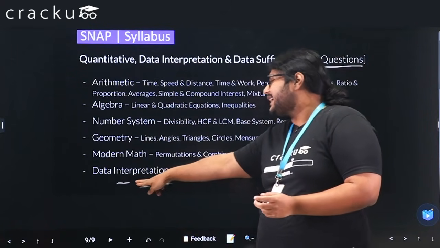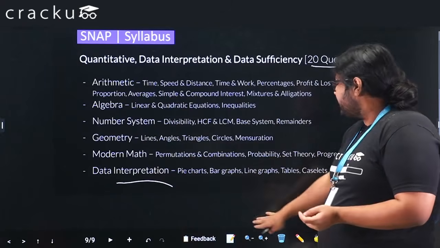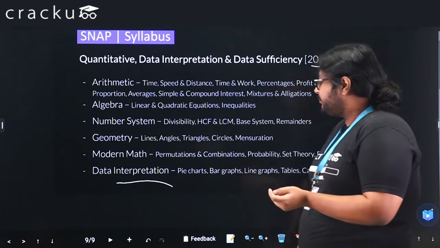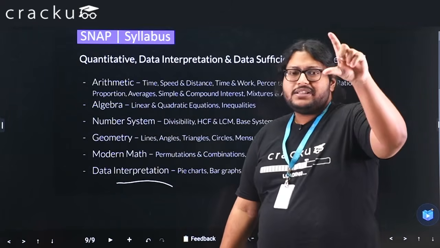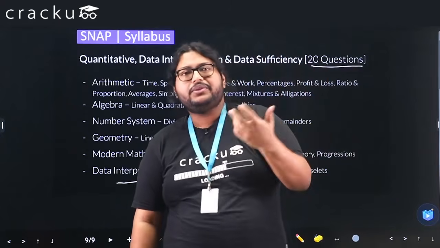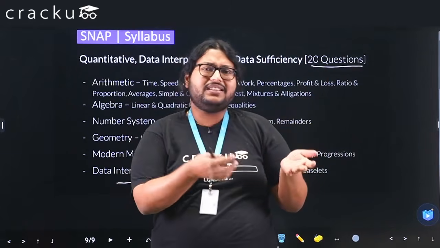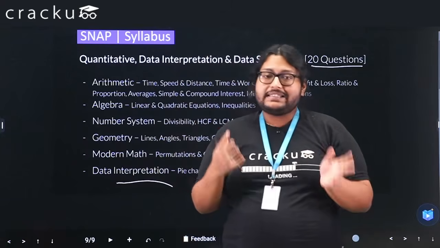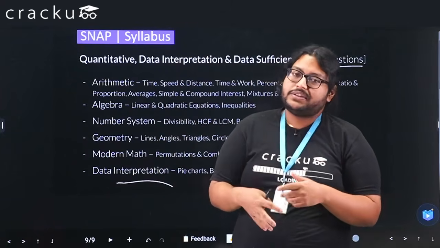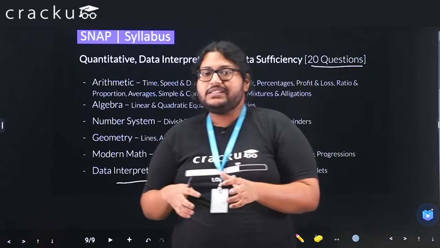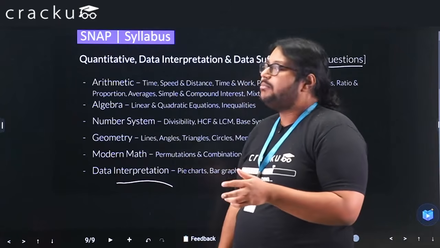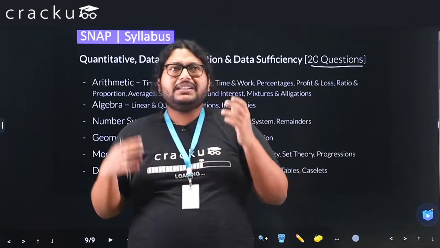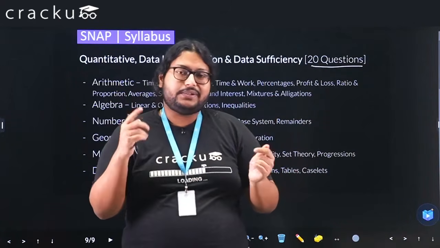Finally, we have the DI section: pie charts, bar charts, line graphs, tables, and caselets. Caselets, like small cases given to you, and you need to figure out whatever they're asking. It can be just calculation based also. Now in SNAP, we have data sufficiency questions as well. Data sufficiency questions are different from normal questions, but the concepts that are required remain the same.